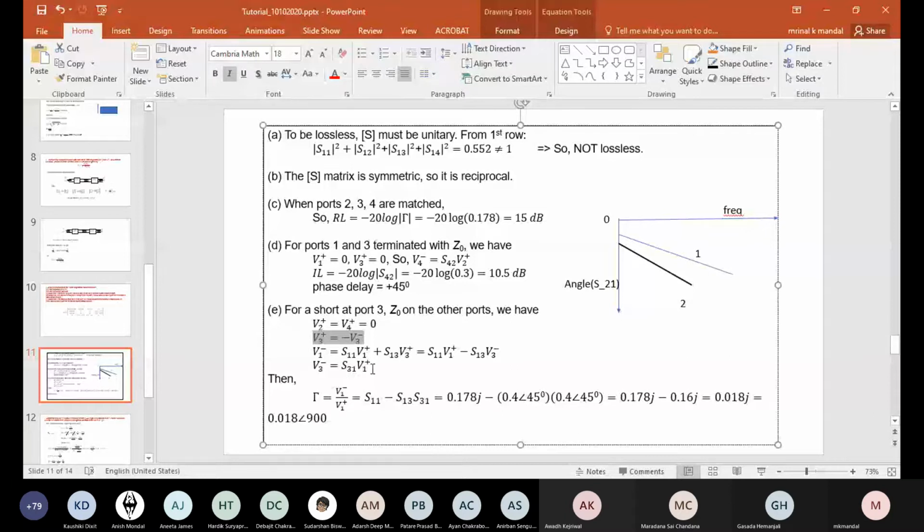No, sir. The definition for V3 minus would be the full term, right? S31 V1 plus plus S32 V2 plus. But here V2 was 0. No, wait a minute. The definition for V3 minus would be S31 V1 plus plus S32 V2 plus plus S33 V3 plus plus S34 V4 plus. Here V2 plus and V4 plus are 0 due to matched load. Yeah, understood.